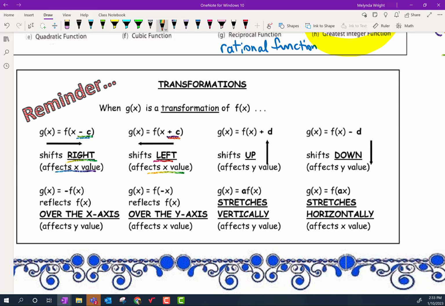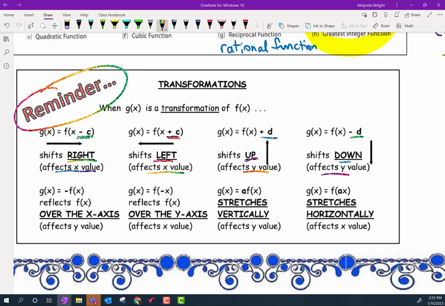If you're adding and subtracting and it's not inside with the x, if you're just adding to the y values, that would shift it up and change your y value. This would shift down again and change the y value. So that's just a reminder about adding and subtracting.